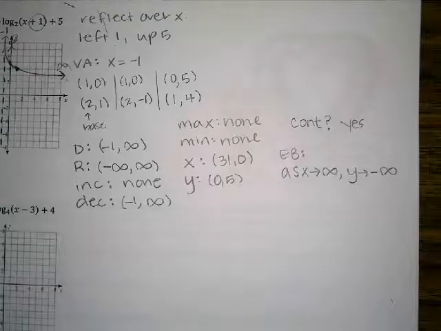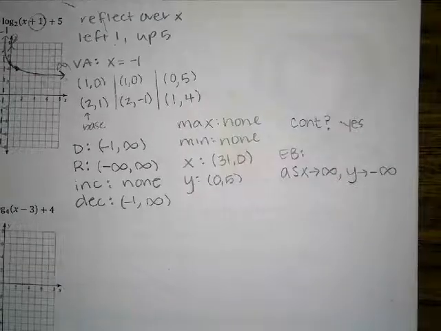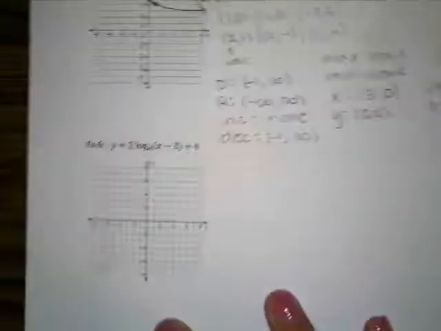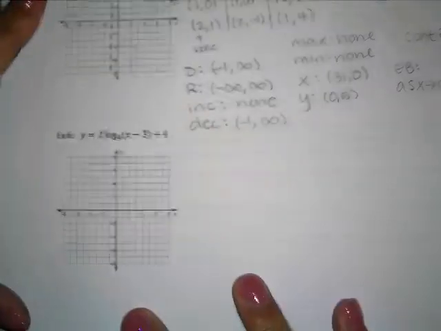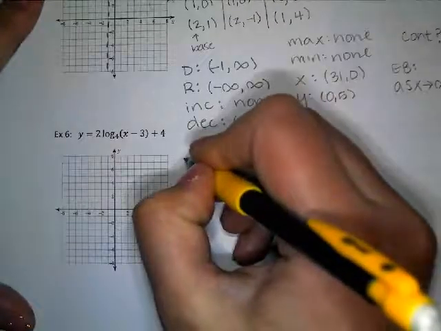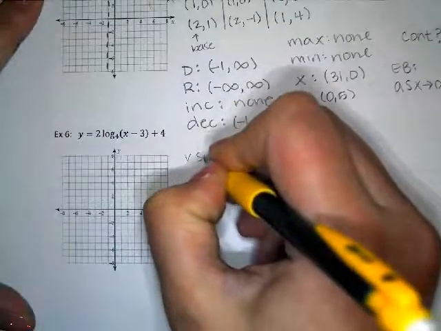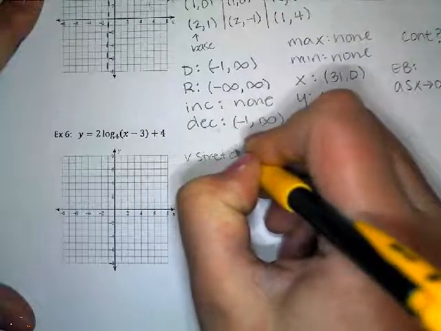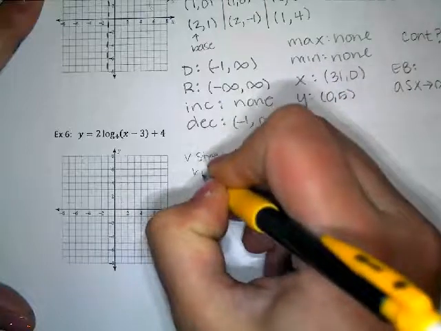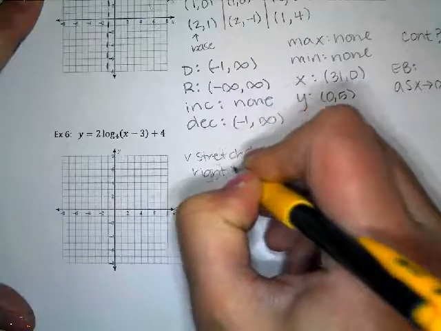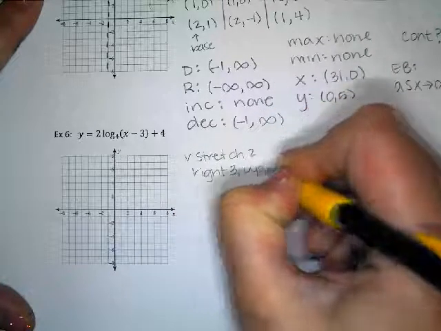What are the transformations? You got vertical stretch 2, right 3, up 4. Yep.